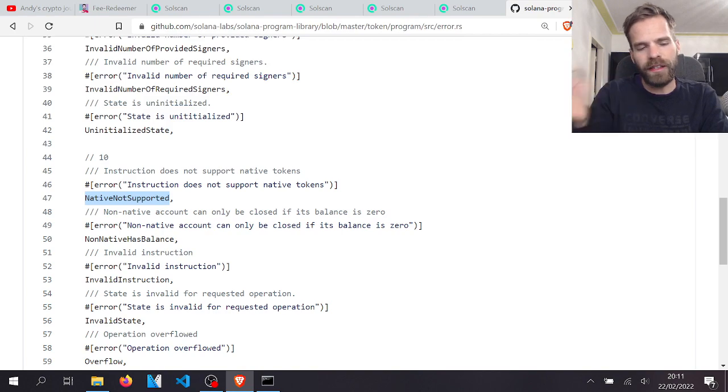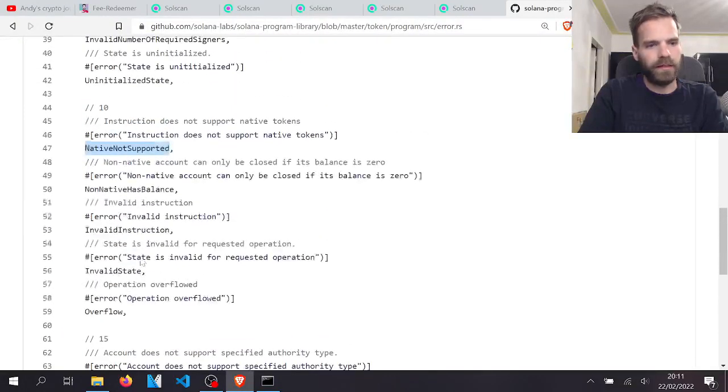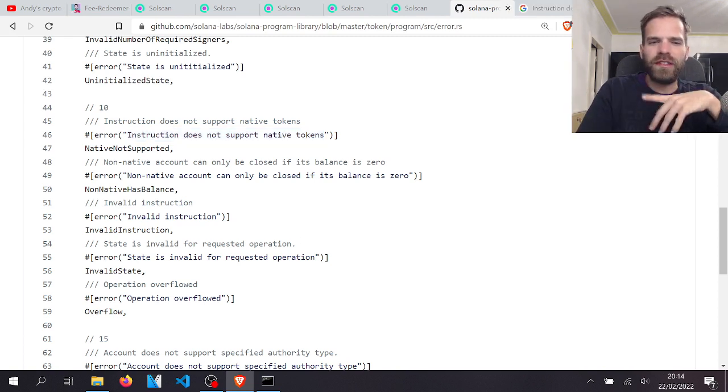Because 0x just indicates that it's a hexadecimal number. So it gets more complicated when we count up from there, but doesn't matter. The 10th error is this one. Native not supported. Instruction does not support native tokens. Well, what the hell does that mean? Instruction does not support native tokens.